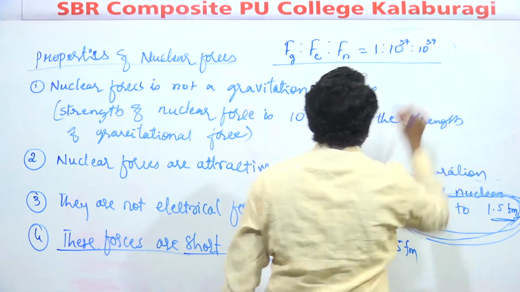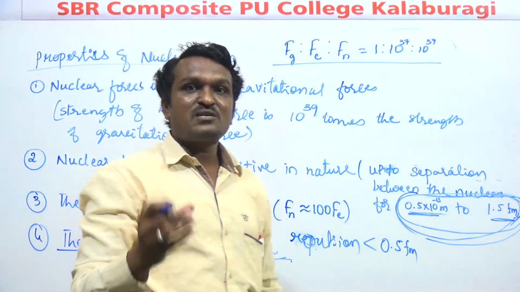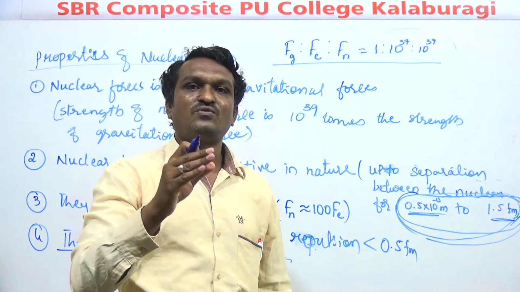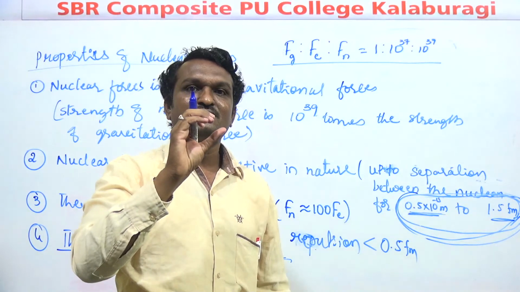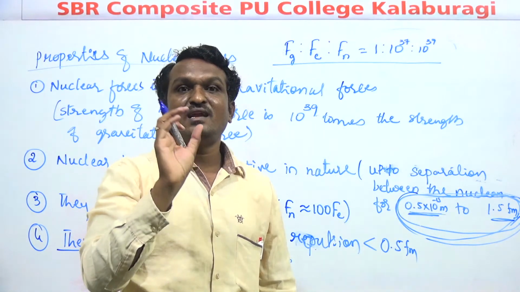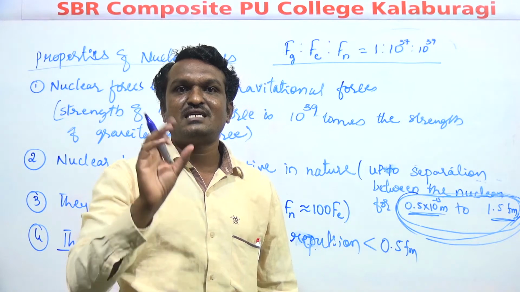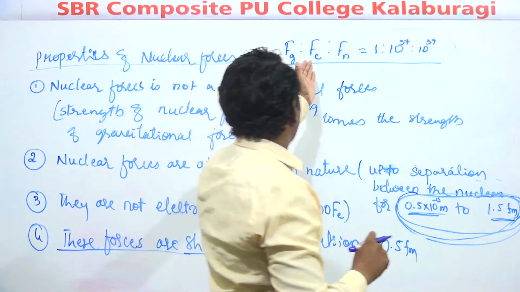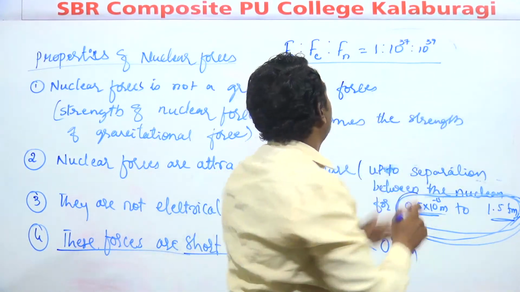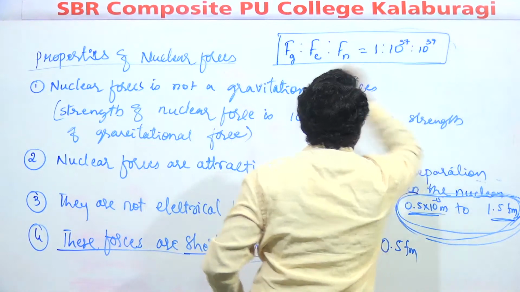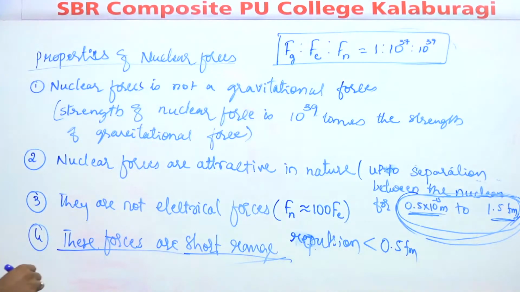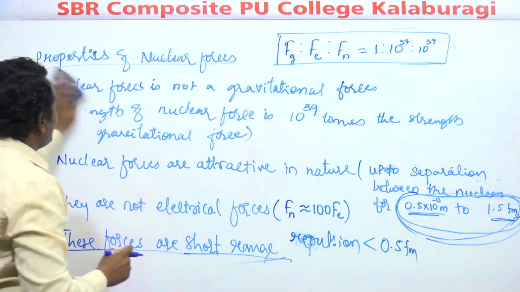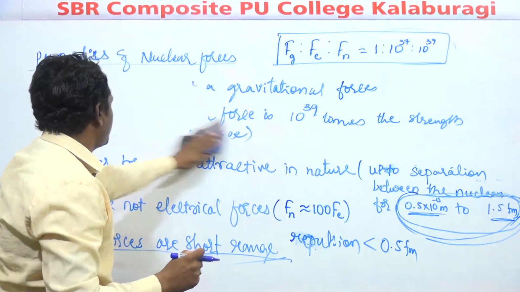So here we compare the magnitude of strength of the gravitational force among the nucleons, that is between the protons, the electrical force between the protons, and the nuclear force between the protons. So the magnitude of strength is found to be this. So these are the four properties relating to the nuclear force. It doesn't mean that we have only four properties. We have more properties.